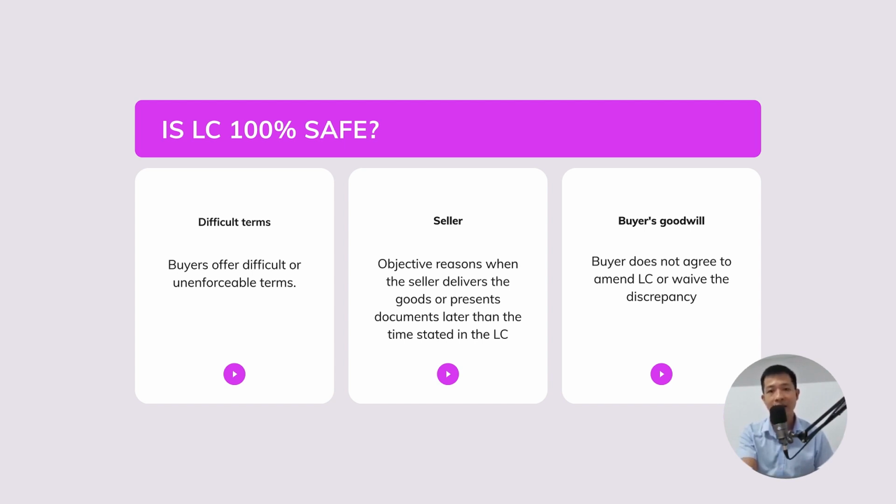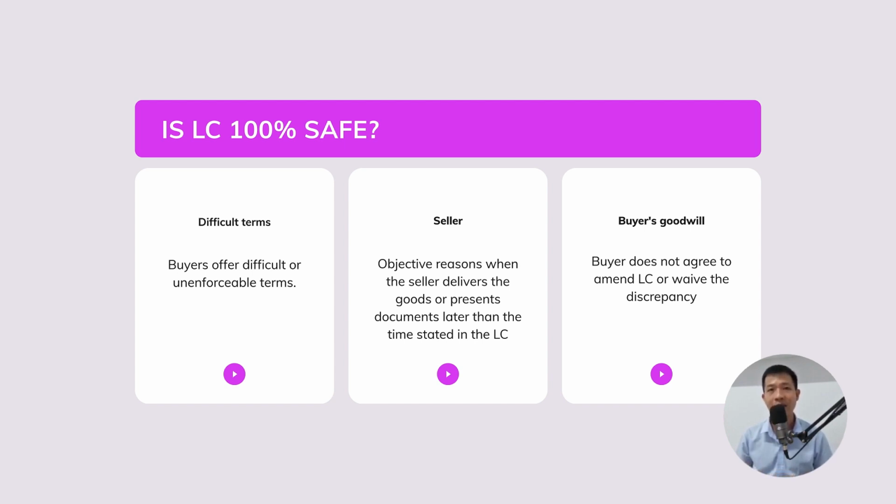Case 2 is, an LC is not safe when, due to certain objective reasons, the seller delivers the goods or presents the documents later than the deadline specified in the LC. For example, let's say the LC states that the latest shipping date is currently June, and they require you to ship the goods by the end of June. At first, according to your initial plan, shipping by the end of June seemed fine, but then, for one reason or another, it's not just that once you've finished production, you can immediately ship the goods.